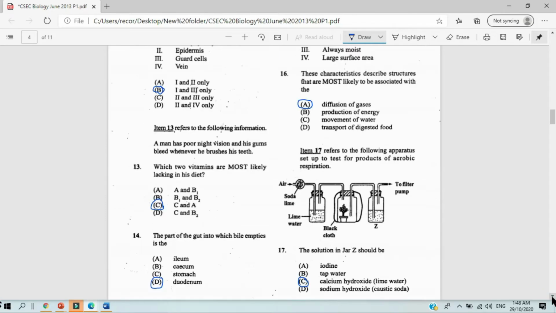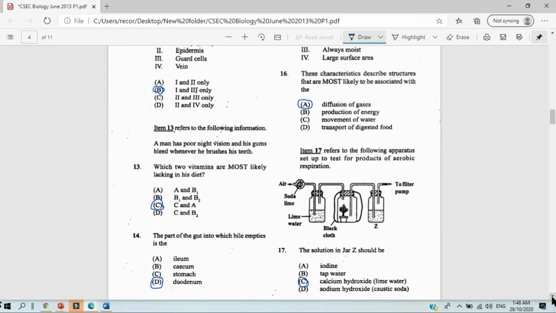Alright, so question number 13 refers to the following information. A man has poor night vision and his gums bleed whenever he brushes his teeth. Which two vitamins are most likely lacking in the diet? So we know already that for night blindness it's going to be vitamin A, and we're thinking now about scurvy, it is vitamin C. So our answer here is going to be C and A. Of course, your answer is going to be C.